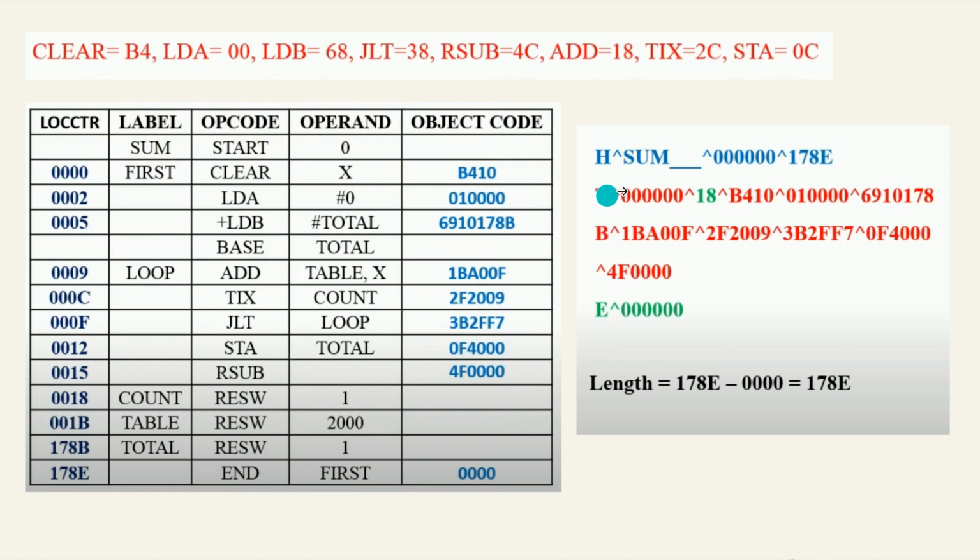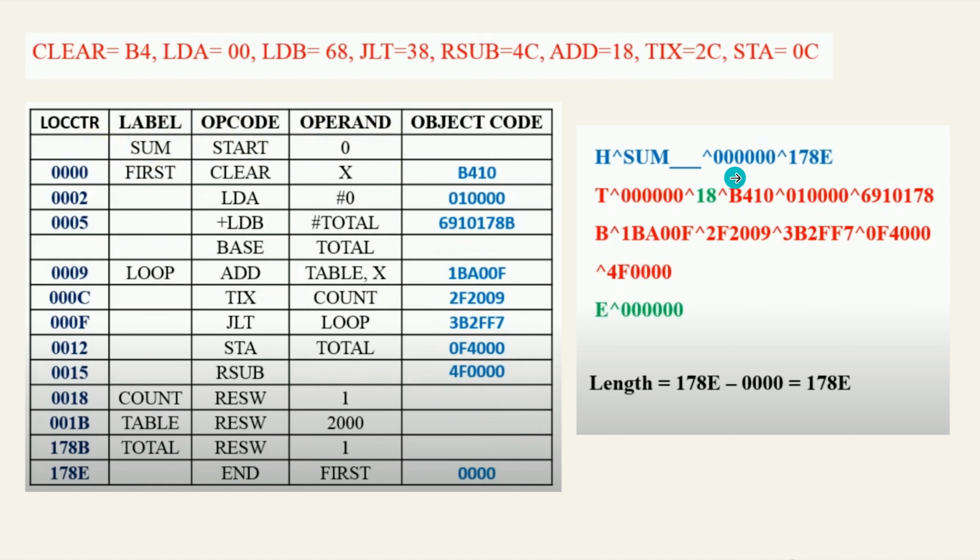What is the next column? The next column starts from column 8 to column 13. What is this? This is the starting address of the object program. What is the starting address? The starting address is 0000, right? But it occupies 6 entries from column 8 to column 13. That means 6 entries. That is why we are going to fill it up with another 2 zeros.